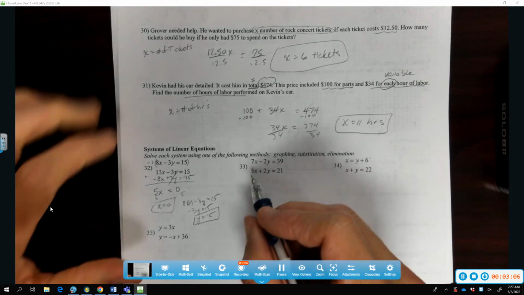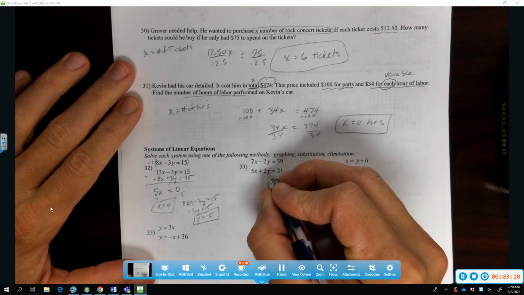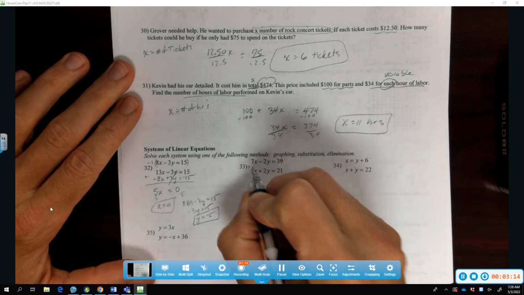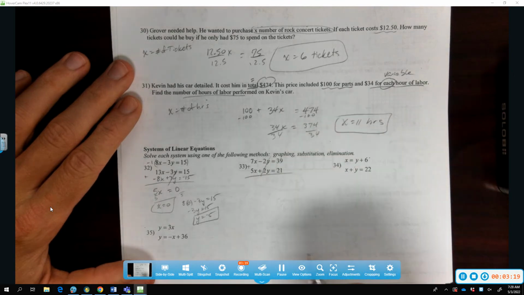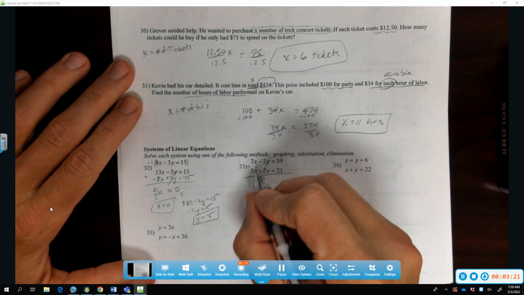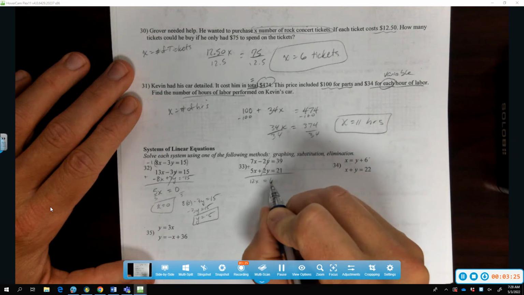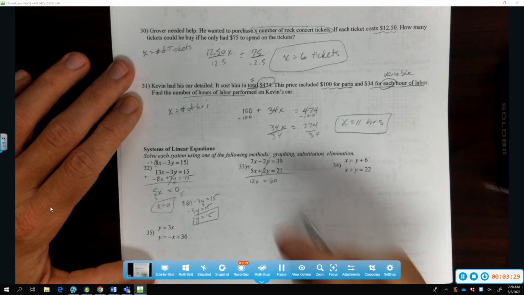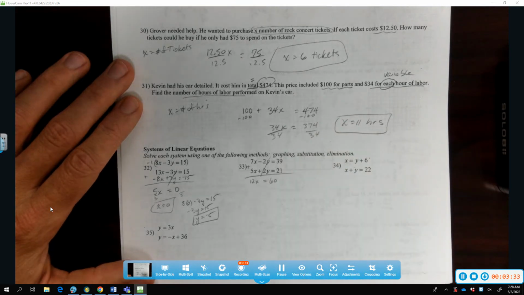All right, same thing for number 33. Number 33 is set up to eliminate because they have the same number, different sign right here. So I'm going to add these together. I don't have to do anything because 2y minus 2y, if I add those together, those go away. The variable y is eliminated, and we get 12x is equal to 60. So 7 plus 5 is 12, 39 plus 21 is 60. So now we're going to solve for x.